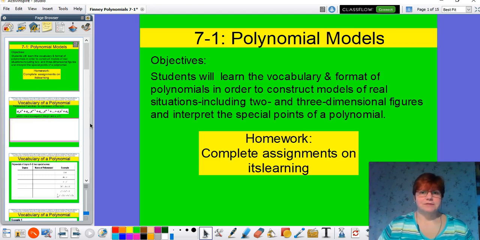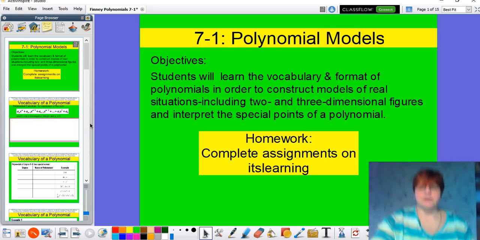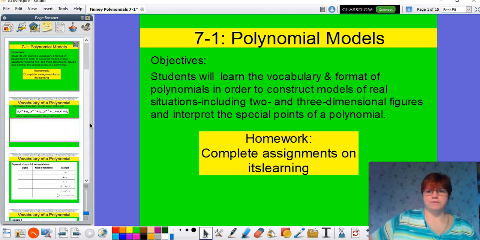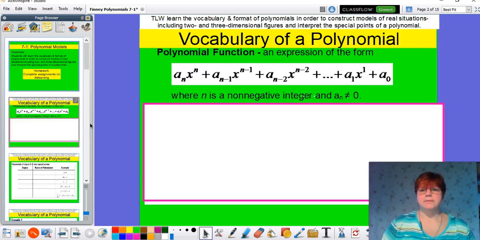So for the first part, we're going to talk about vocabulary, and we're going to talk about identifying some of the items for a polynomial. So first thing we're going to do is this is what a polynomial looks like. Okay, a polynomial is a sub n x to the n plus a sub n minus 1 x to the n minus 1, plus a sub n minus 2 x to the n minus 2. And I know you're like, thought we were done with these subscripts. Basically, all this is saying is, hey, this is a polynomial, all right?